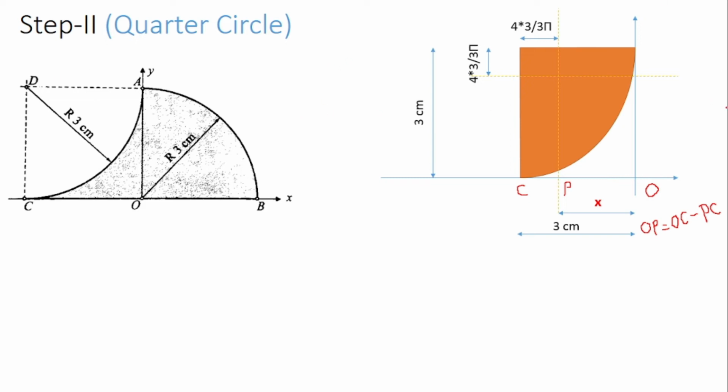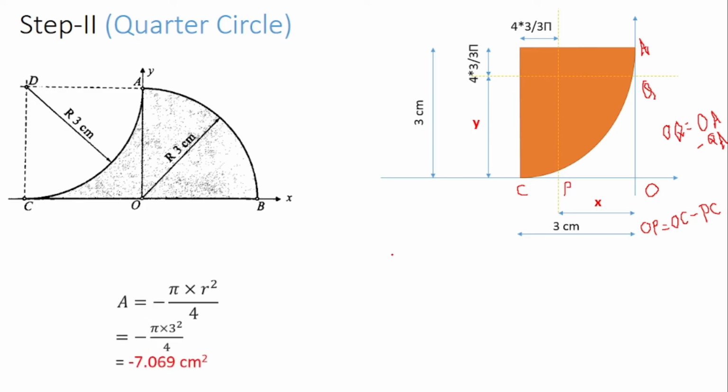Now this is A and say this is Q. Suppose you want to find the distance OQ, then OQ is equal to the total distance OA minus QA. So this will give you the value of OQ, that is nothing but your y bar. So OQ is your y bar and OP is your x bar. So in this way we can calculate the values of the first area.